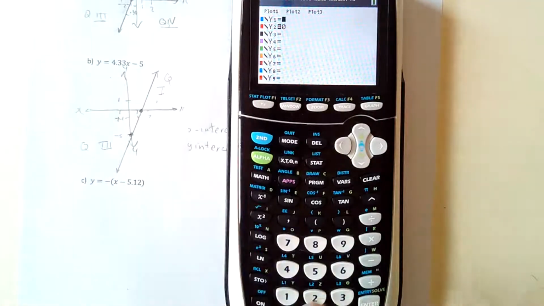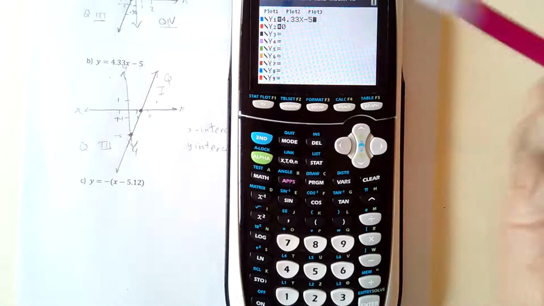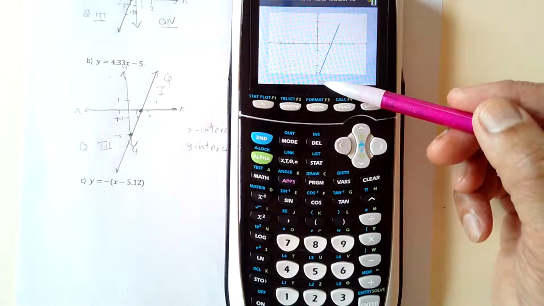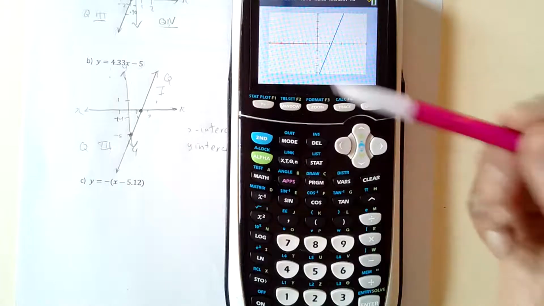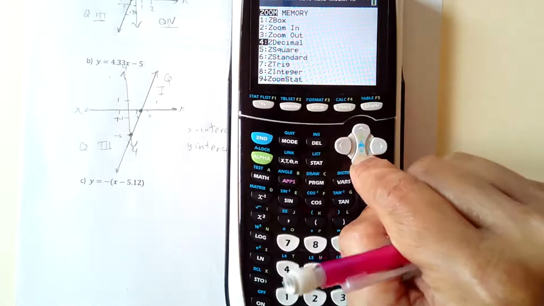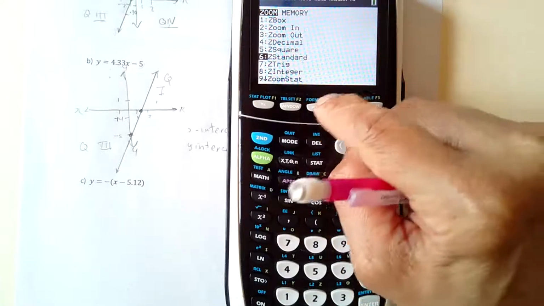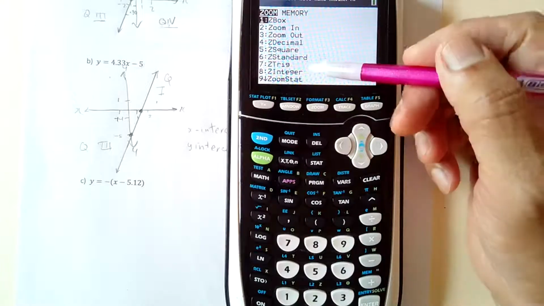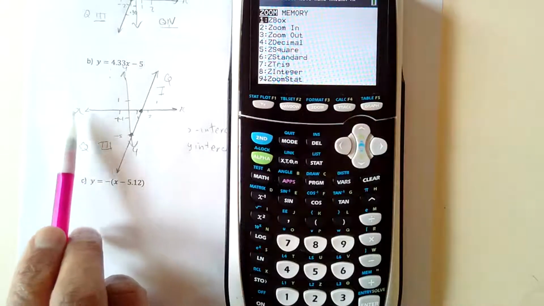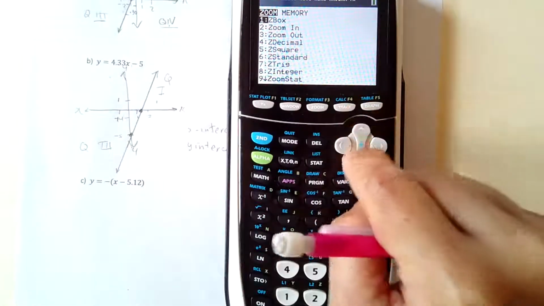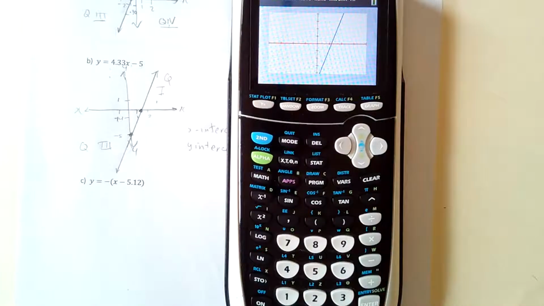So I enter my 4.33x minus 5. I know my y-intercept is minus 5. Press graph, and it's way below here, so I need to zoom out. I can go in here and choose standard. When I press my zoom button, I get a menu. Standard means you're going from minus 10 to plus 10 on both axes, which is more or less zooming out.